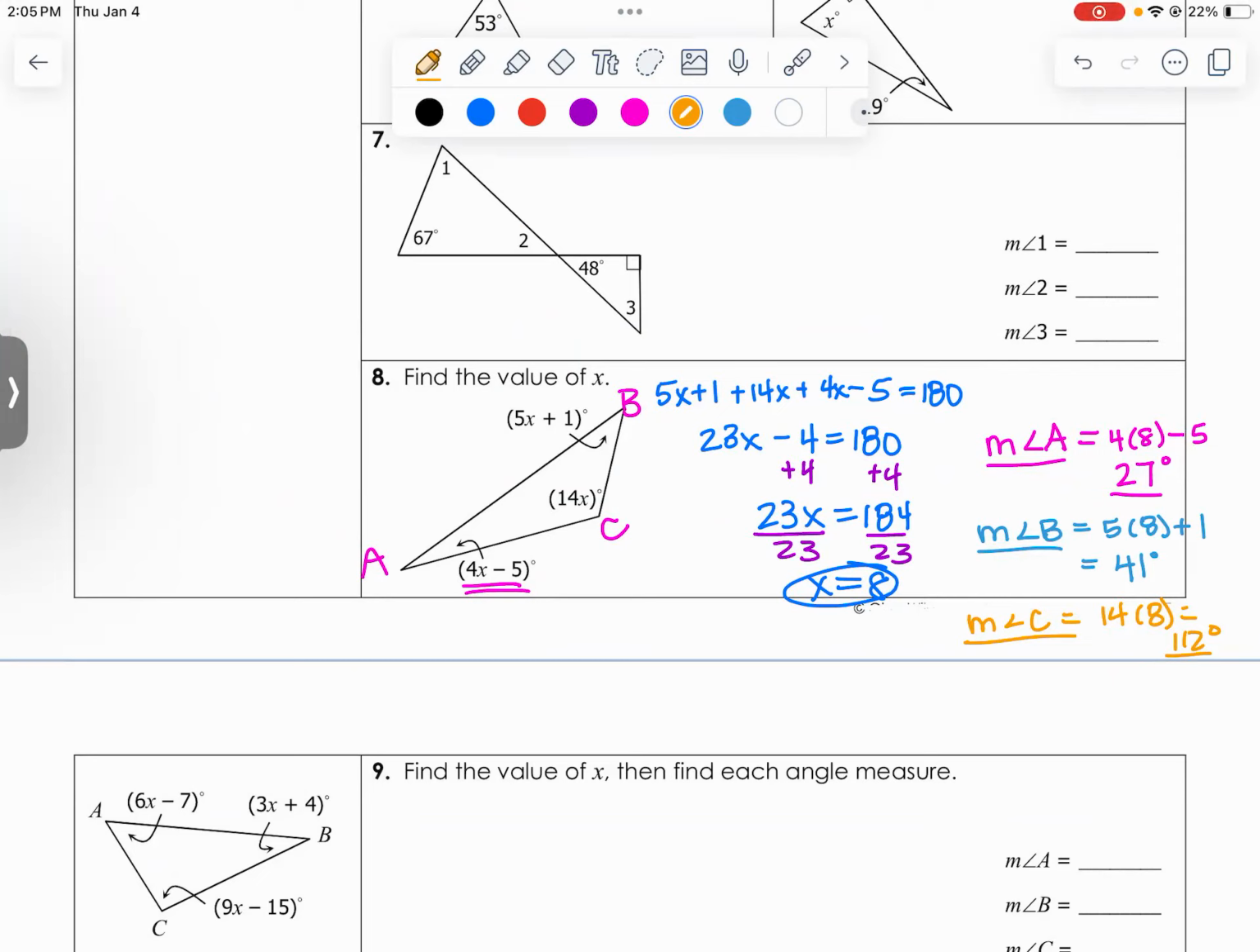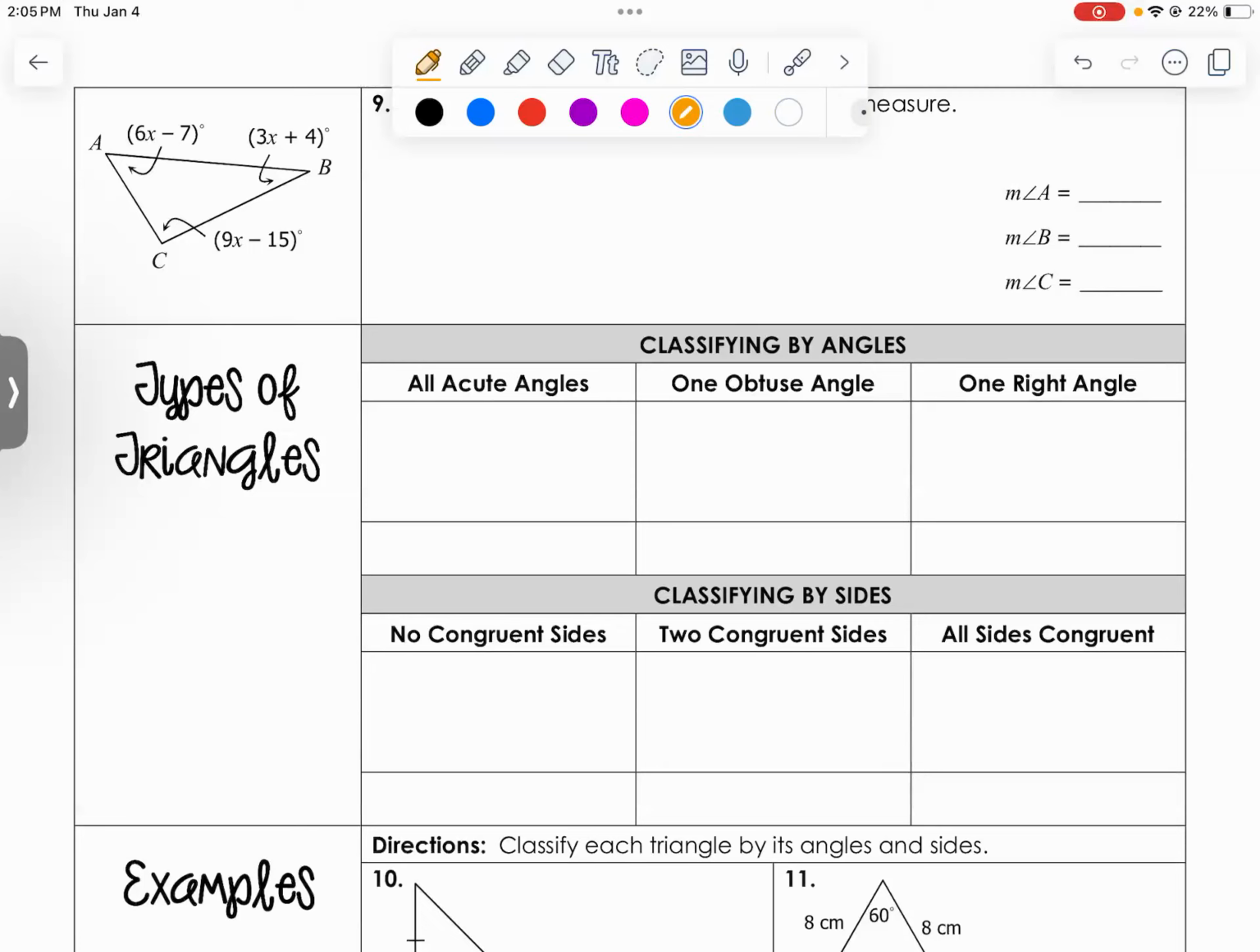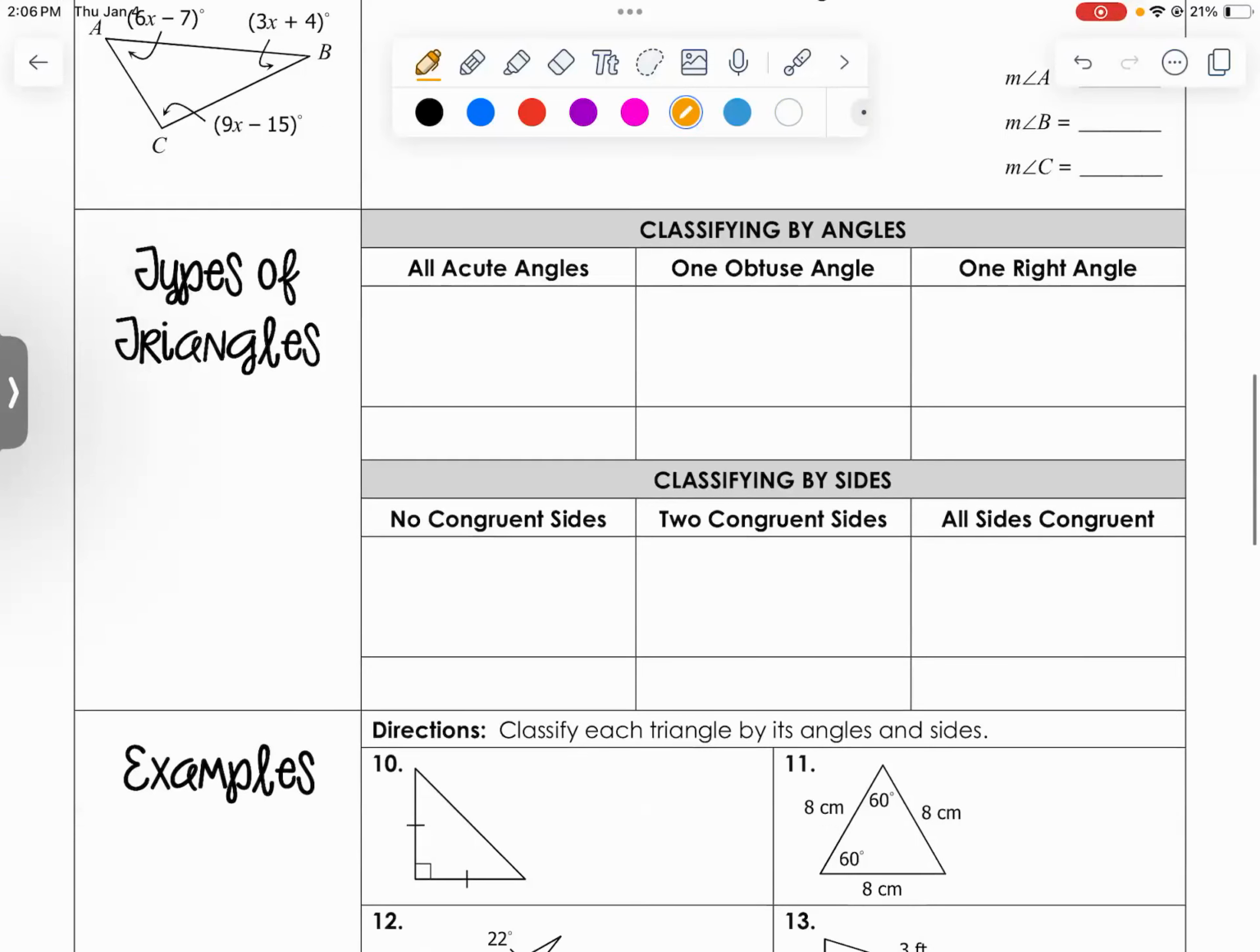All right, we're gonna go to page 2. Okay, here we go. So I'm gonna go ahead and skip number 9 because I really truly believe that you're gonna be okay with those. And let's talk about the types of triangles.